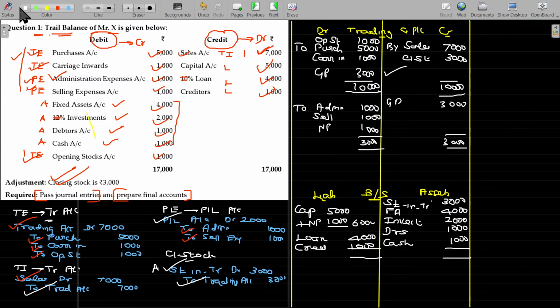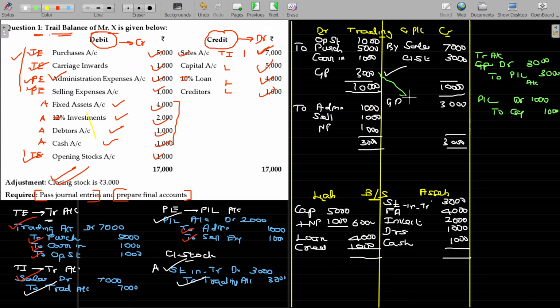For the GP, the transfer entry being, transferring from GP account to P&L account. So I have to debit the GP account because it's a credit balance, to profit and loss account. The value being 3000. Or simply you can name this way, trading account to P&L account. Trading account to P&L account. Is that okay? Then the P&L account is transferable to the capital account. So P&L account debit to capital account. The value being 1000.